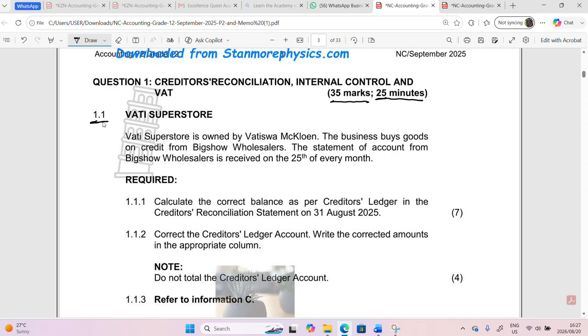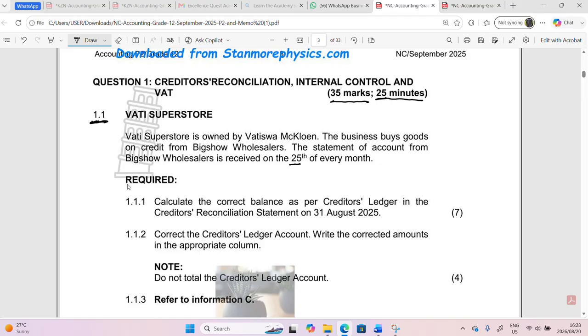So on 1.1, we have Fatty Superstore. That is the name of the business, our business. So we are working for this business now. Fatty Superstore is owned by Vatiswa, the owner. The business buys goods on credit from Big Show wholesalers, so Big Show wholesalers will be our supplier for this example. The statement of account from Big Show wholesalers is received on the 25th of every month.